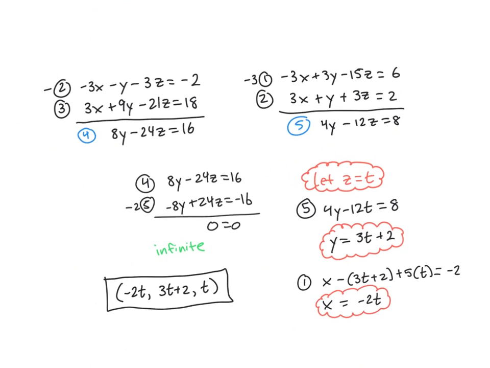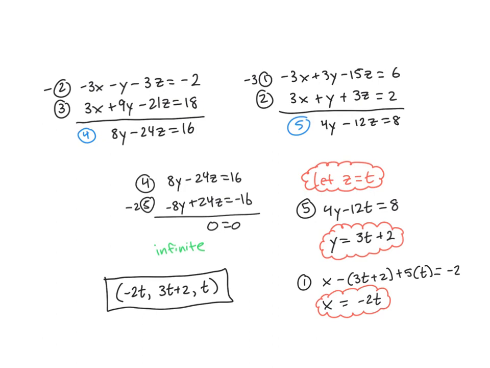So you can see here, the strategy that I chose to use was to eliminate my x's twice. So I did the negative of equation 2 and equation 3, and negative 3 times equation 1 plus equation 2. So I got these two equations, and then I used elimination there, and I ended up with the equation 0 equals 0. So that tells us it's infinite solutions.